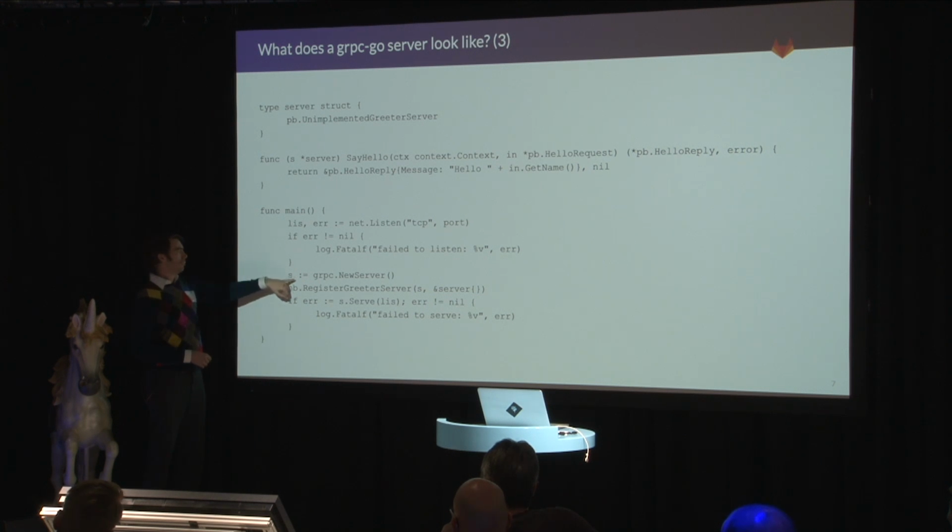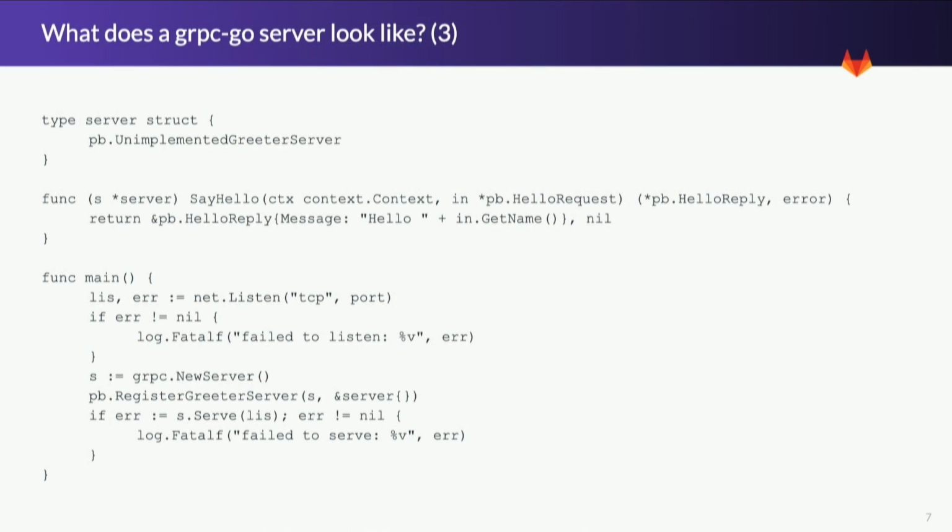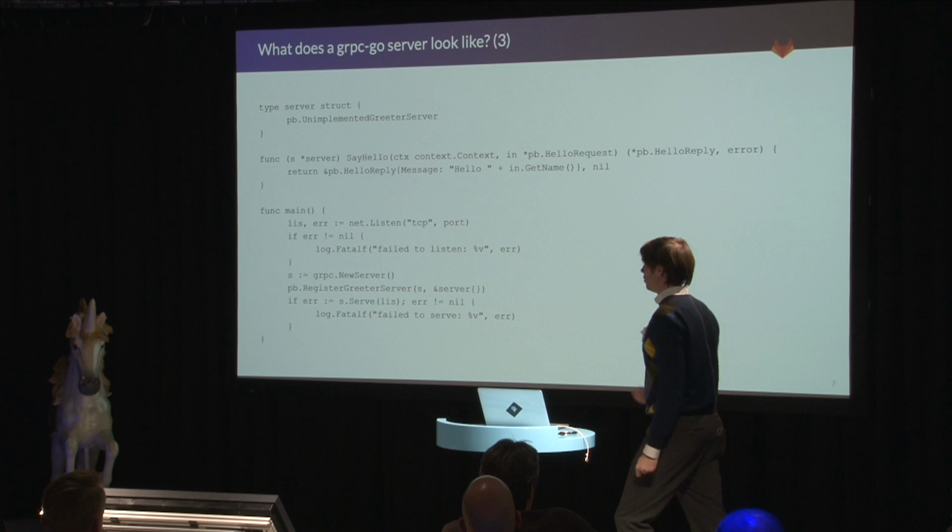You create a server object from the gRPC library. You register an instance of that special implementation class we made. And then you go into a serve function, and that will run until the end. That will keep answering requests until the end of time or until your program gets terminated. So that's what's happening here, and this is a pretty much complete example of a gRPC Go server.